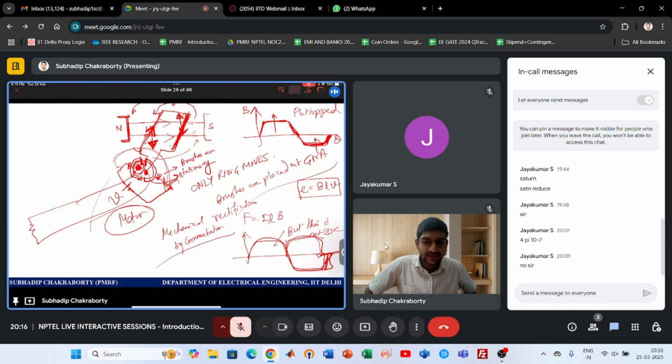Mechanical rectification by the commutator, where we place the brushes so that the transfer can happen without any spark. So at that point there is no voltage induced. So that is the way you do it.